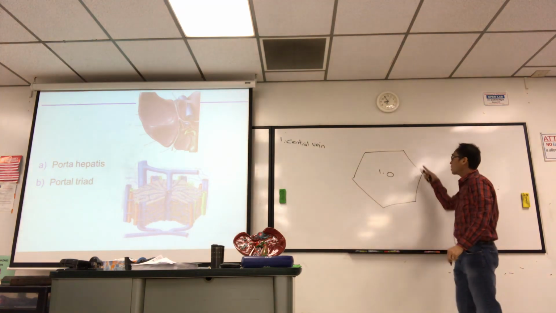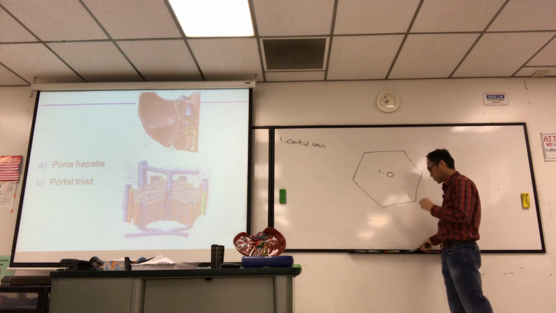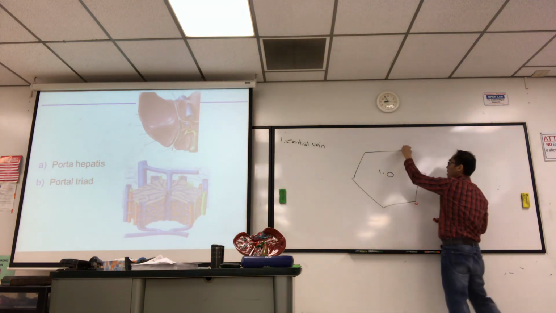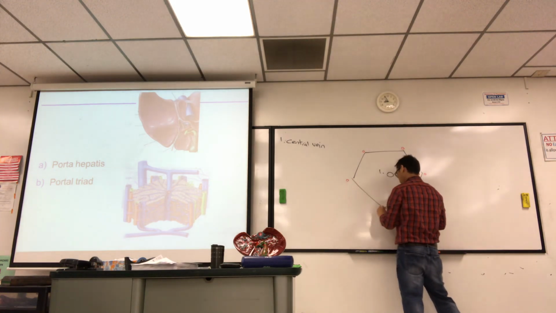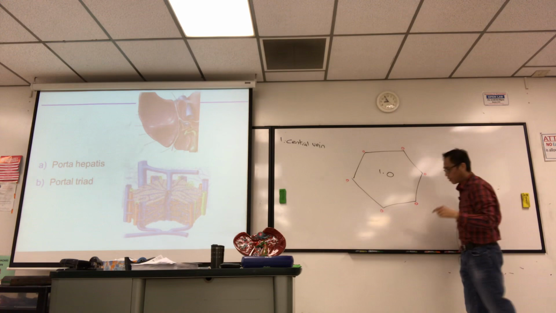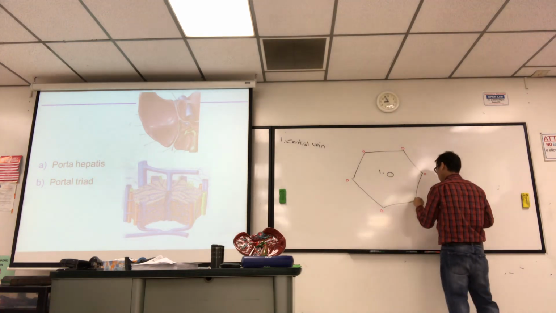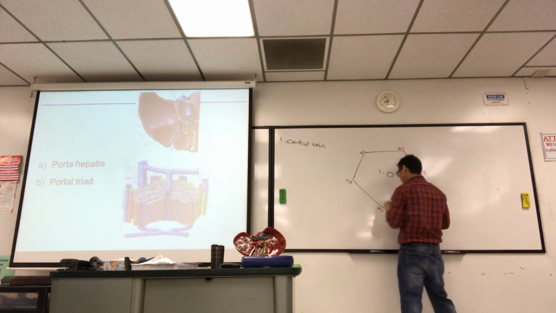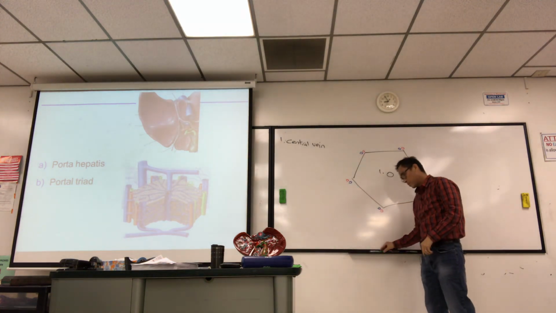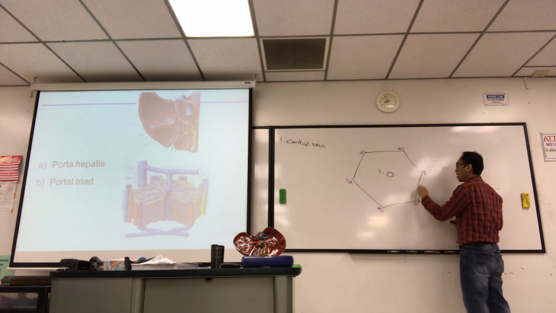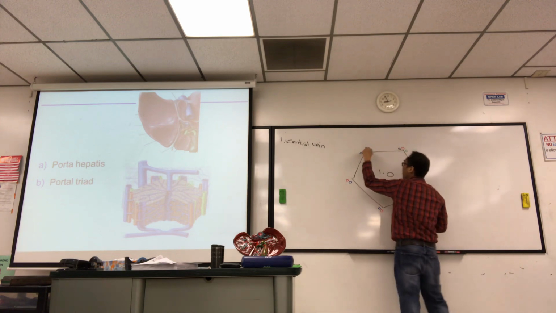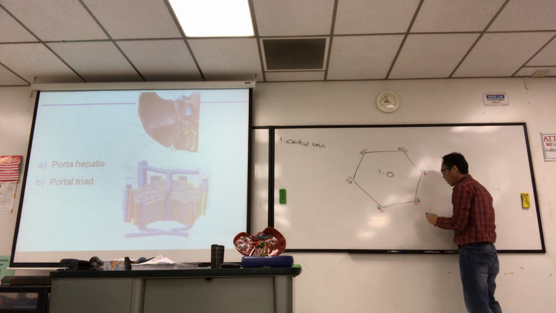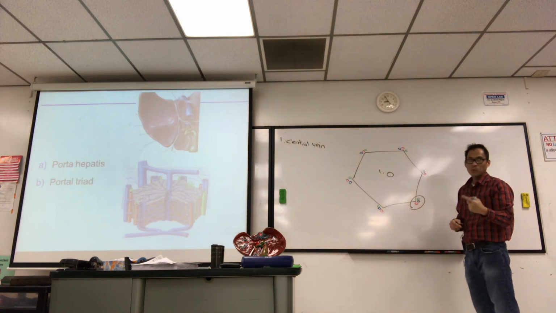But in the corners, you're going to have three structures. You're going to have a branch of proper hepatic artery. I'll use red to symbolize oxygen-rich blood. In each corner, you're going to have a branch of the portal vein supplying the nutrient-laden blood. You're going to have a branch of the bile duct. I'll use green. Anyways, they call the whole thing at any corner, portal triad.